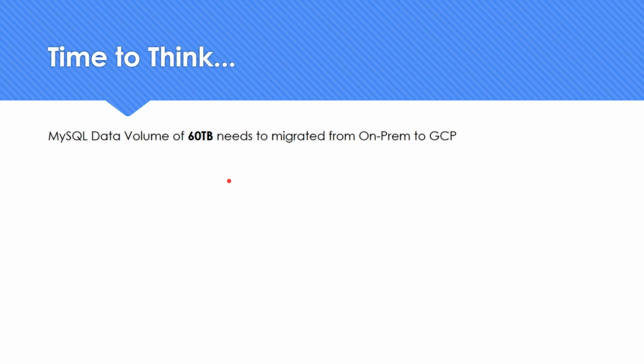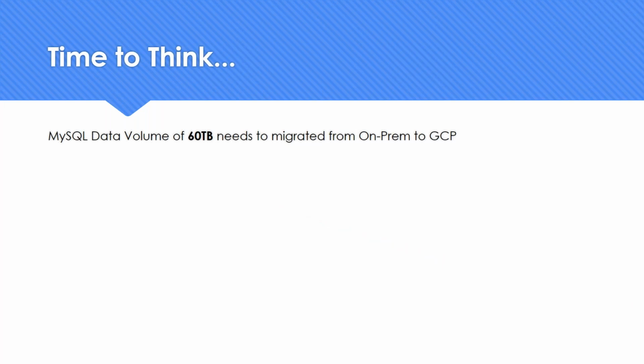So the first question is something like this. The MySQL data volume in your on-prem is around 60 terabytes. This needs to be migrated from on-prem to GCP. The database is MySQL, very clear. If you want to assume a version, you can assume 5.7. 5.7 is the database version which is available in GCP, but the volume is 60 terabytes. How do you migrate this? What could be the options which you can think of, folks?